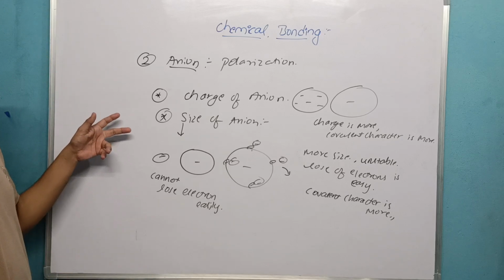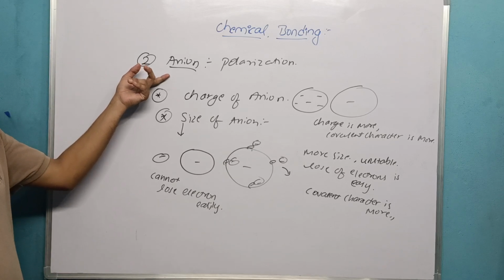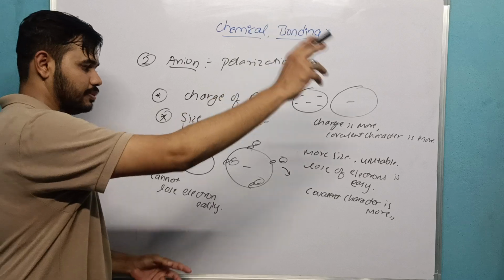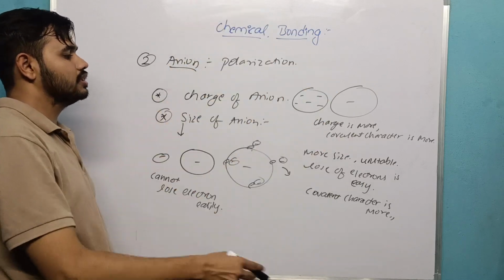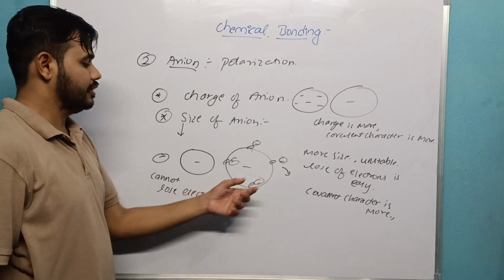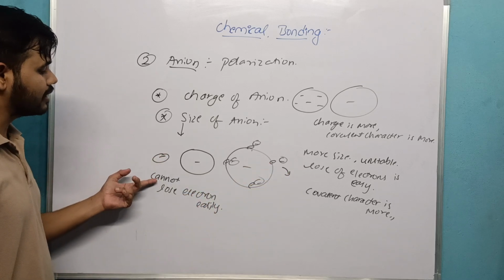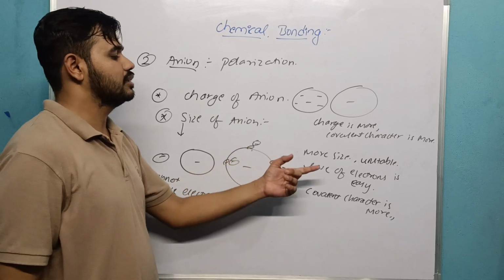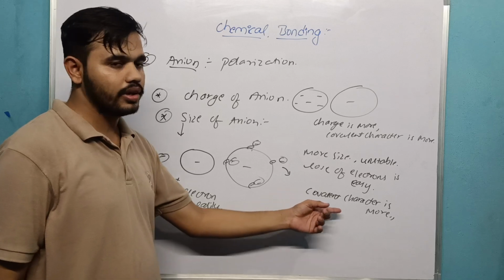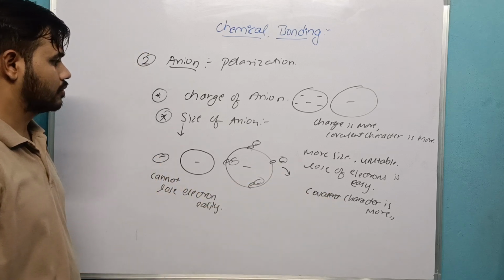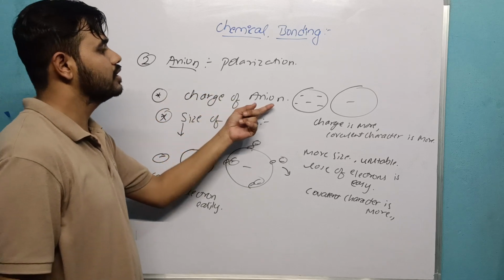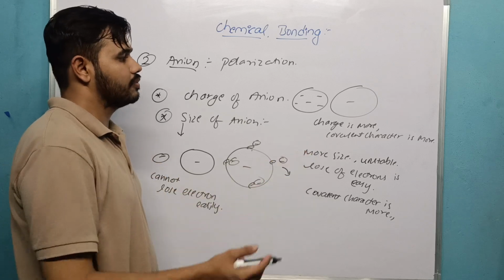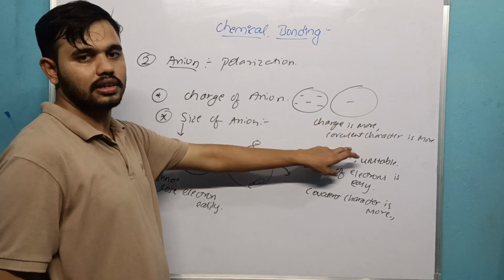These are the 2 points in polarization of anion. We have read the first point, size of anion. If the size of the anion is big, it can lose electrons easily. If the size of the anion is small, it cannot lose electrons easily. If size is more, it is unstable and loss of electrons is easy, so covalent character will be more. And while coming to charge of anion, if the charge of the anion is more, covalent character is also more. If the charge of the anion is less, covalent character is also less.